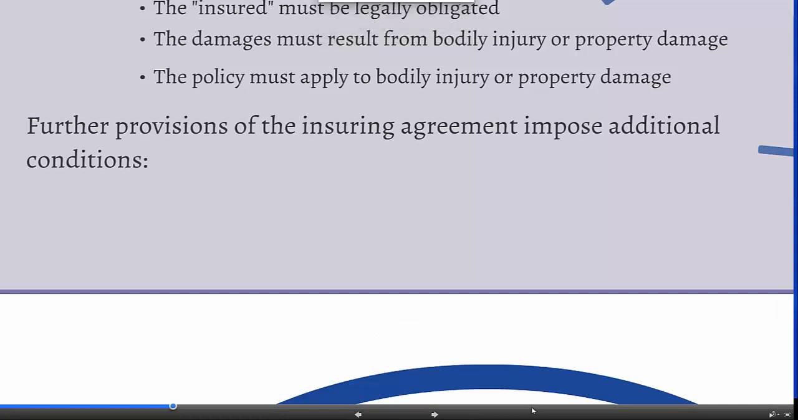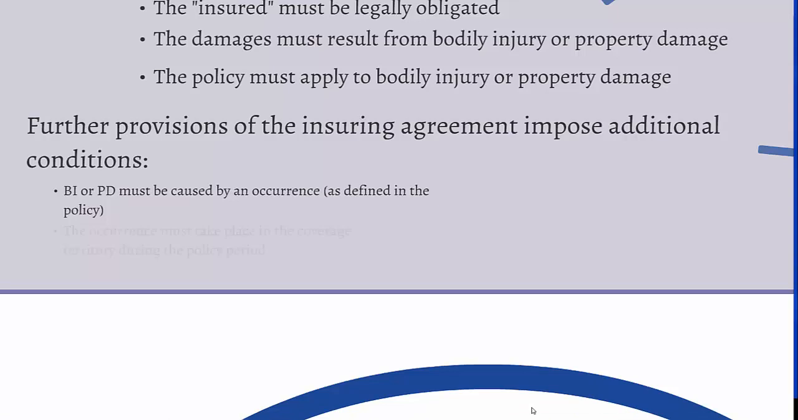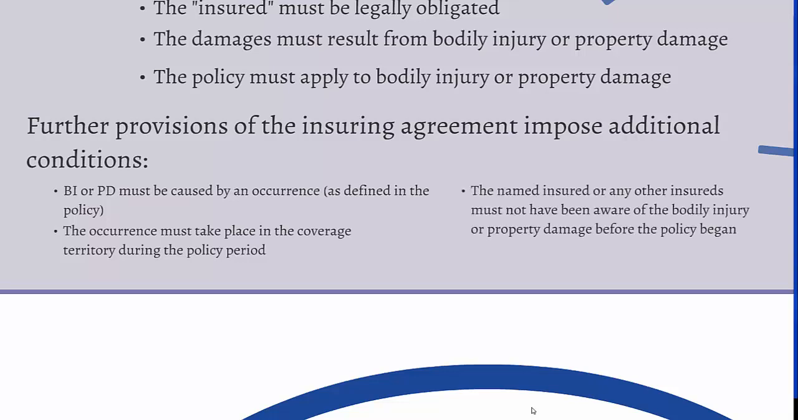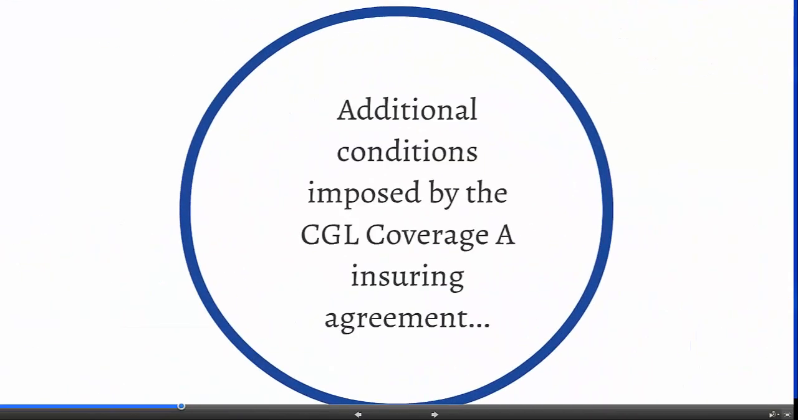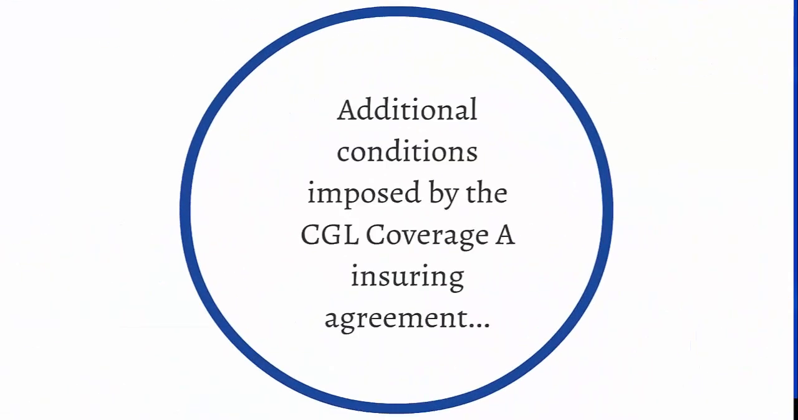Now let's look at a few more provisions of the insuring agreement that are imposed. Bodily injury or property damage must be caused by an occurrence as defined in the policy, and the occurrence must take place in the coverage territory during the policy period. And the named insured or any other insureds must not have been aware of the bodily injury or property damage before the policy began. Let's look at these a little more closely. So these are additional conditions imposed by the CGL Coverage A insuring agreement.